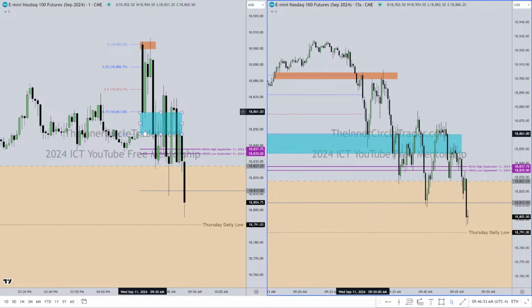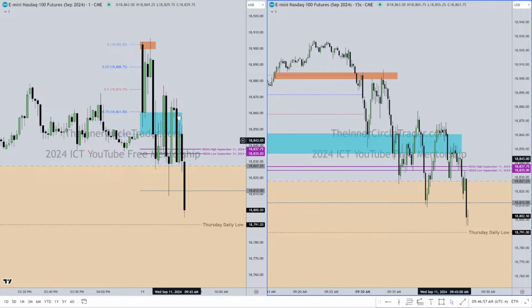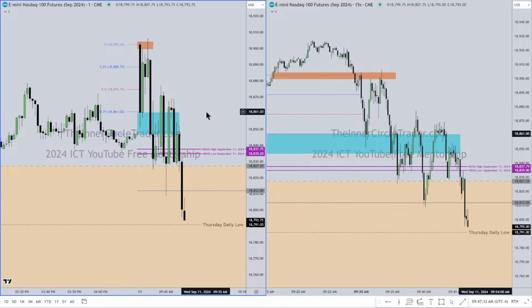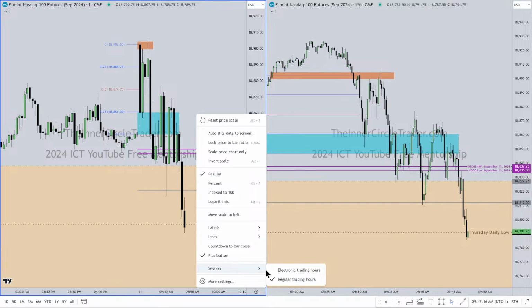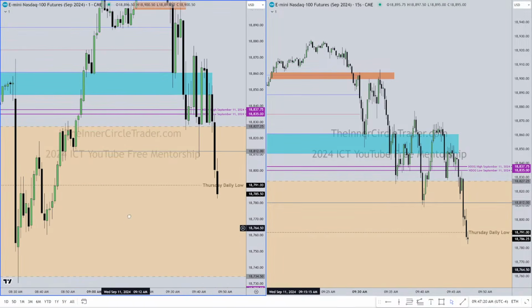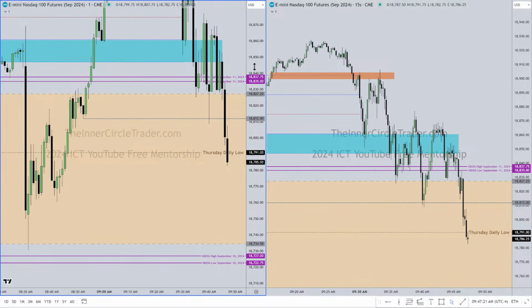All right, so we had a gap open higher, came down, filled the gap, tried to rally, treated that area in here as a balanced price range. And we took another sell side liquidity. I'm going to change this to electronic sessions now because we have opportunity to seek.